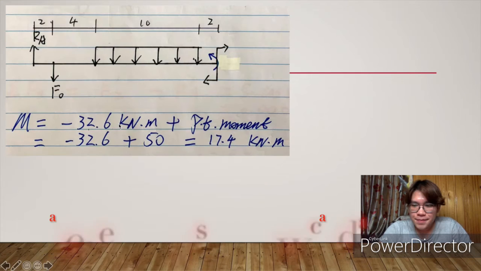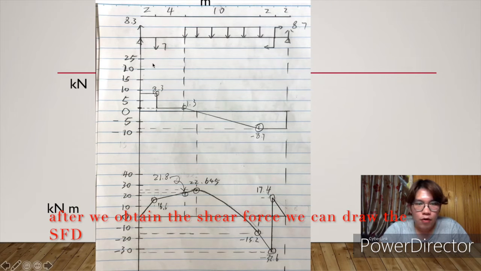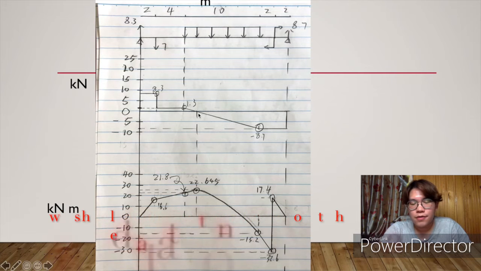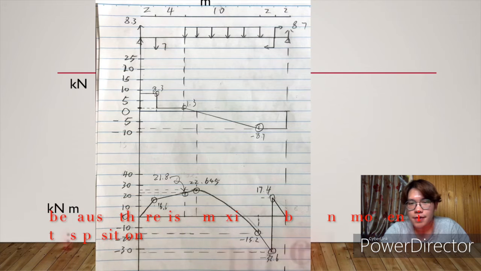After we obtain the shear force, we can plot the shear force diagram just like showing in the picture, and we should pay attention to the shear force is equal to 0 because there is a maximum bending moment in this position.